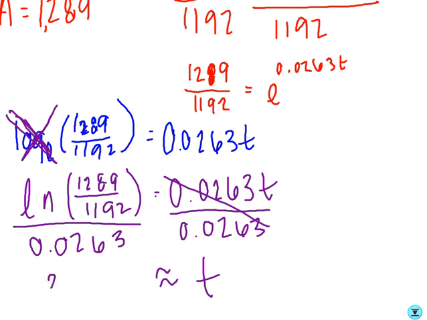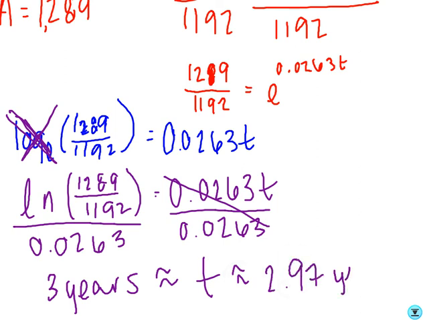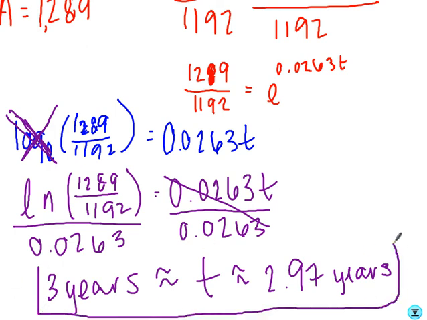So I would again just say approximately 3 years. If you wanted to be a little bit more specific, 2.97. Either would be acceptable in this case. And that is going to be your final answer.